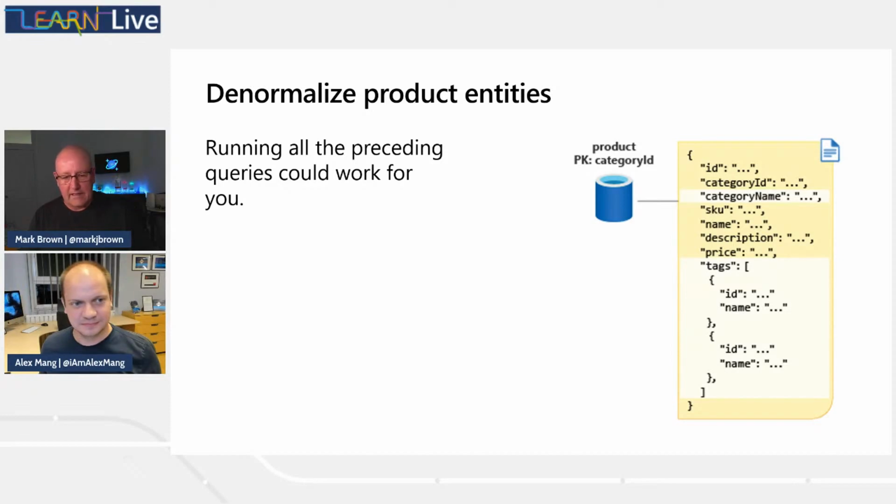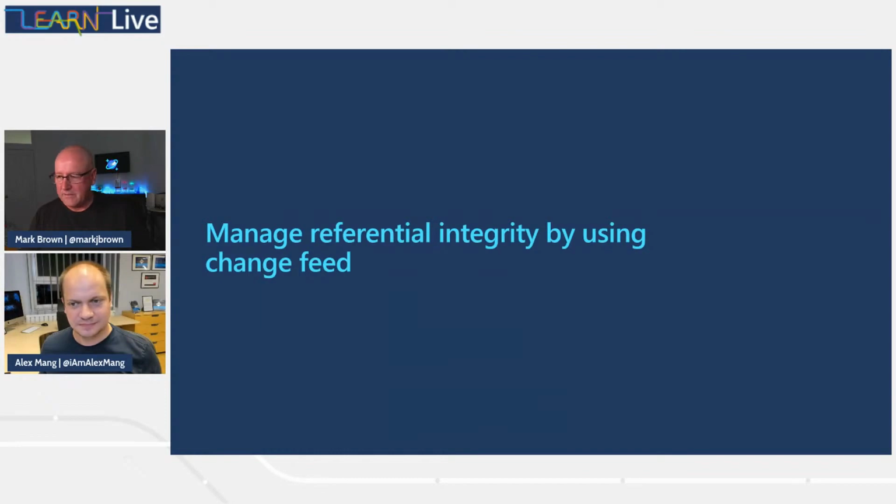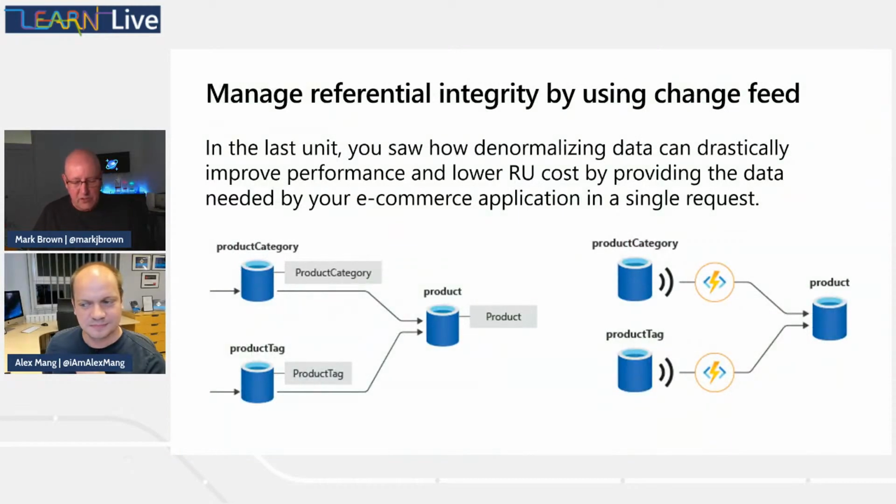So, okay, what's next? Oh, it's back to me. All right. Managing referential integrity by using change feed. Let's talk about that. So I earlier, and also Alex mentioned, that you have to maintain referential integrity, right? You have data that has to be stored in multiple containers, particularly reference data. An example would be your product categories. Now, in Alex's example, he was taking the category ID and the category name and putting it in the product category table. However, you still need a way to maintain product category data separately, if you will.